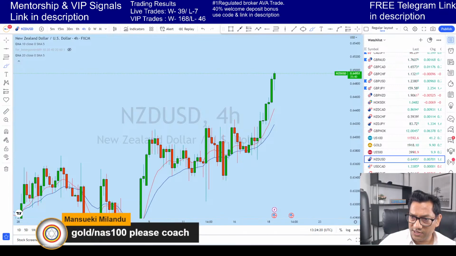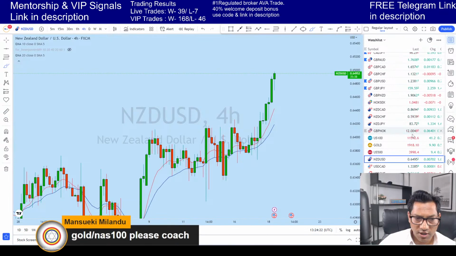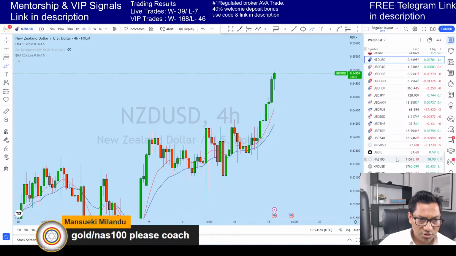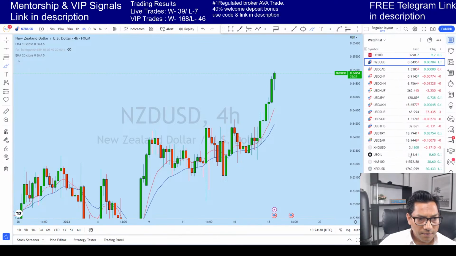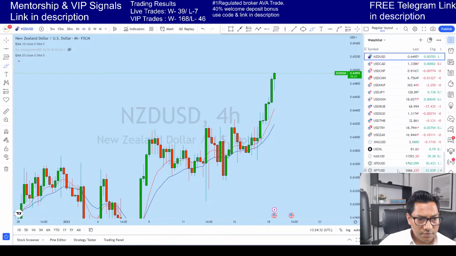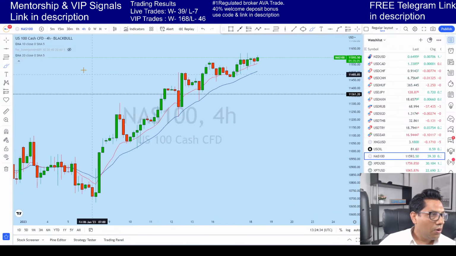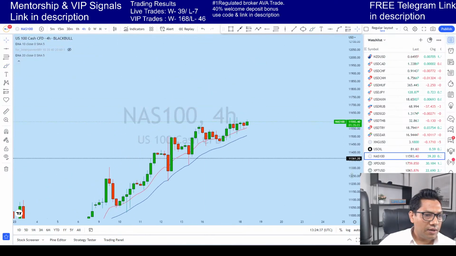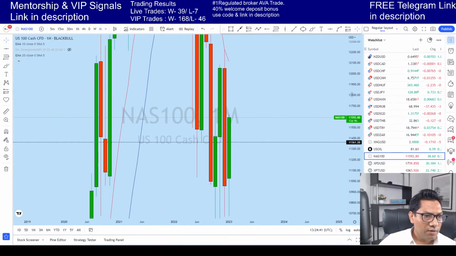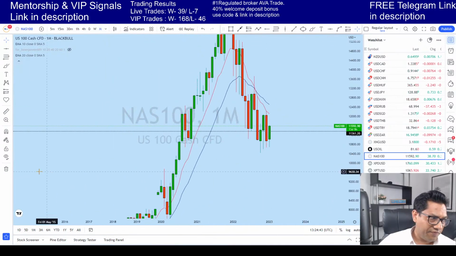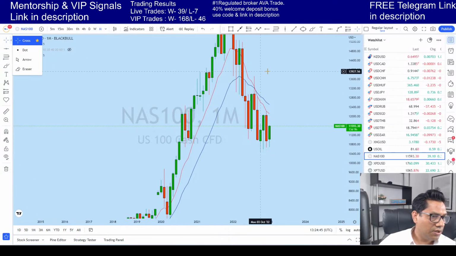Okay, NASDAQ. Let's look at NASDAQ now. We'll look at how the indices are doing. Looking at NASDAQ, first of all, monthly. All right, monthly, as I mentioned before, NASDAQ is bullish.